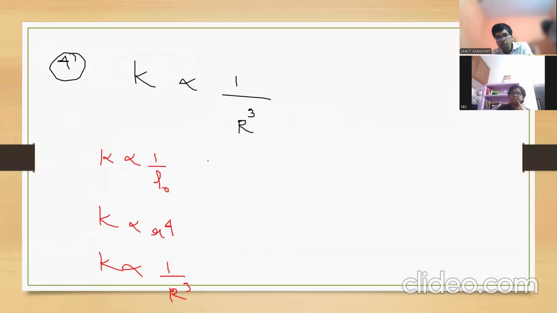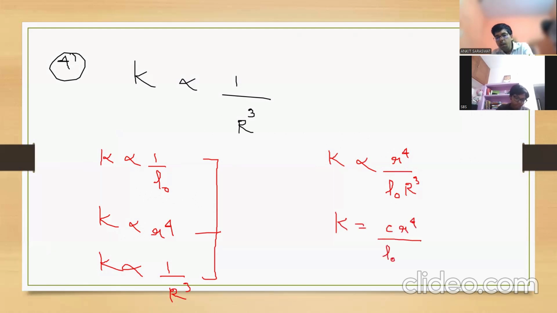If you combine all these factors, then you will get K proportional to r to the power 4, divided by L naught times R cube. Once you remove the proportionality sign, you will get a constant. One constant is C. K equals C r to the power 4 by L naught R cube. Okay.